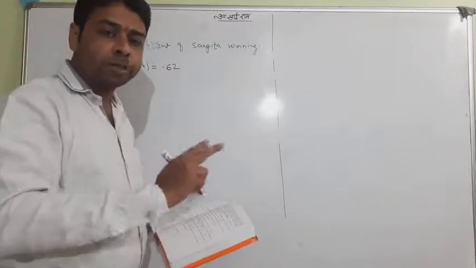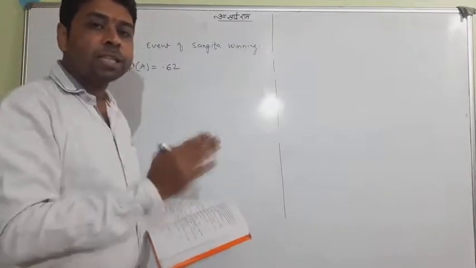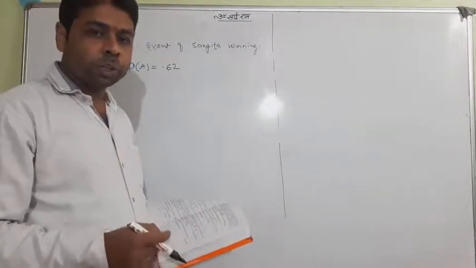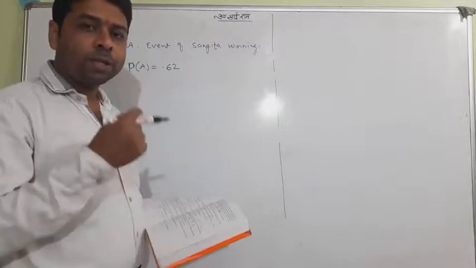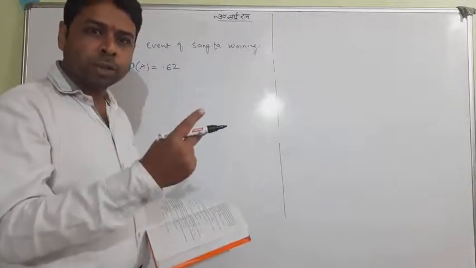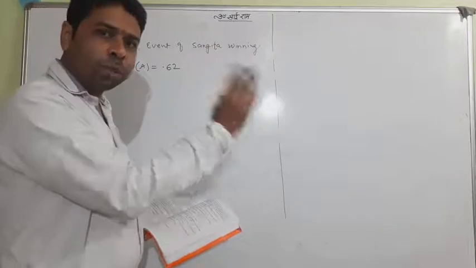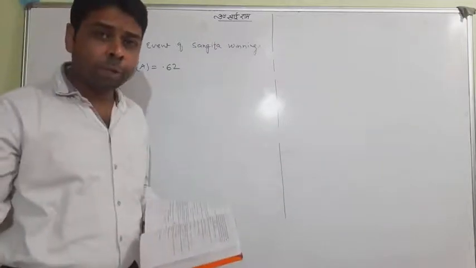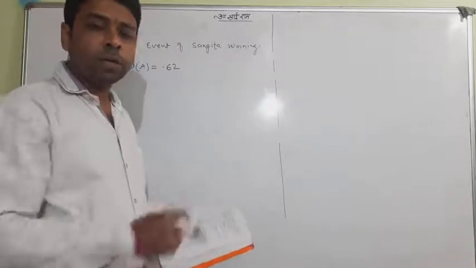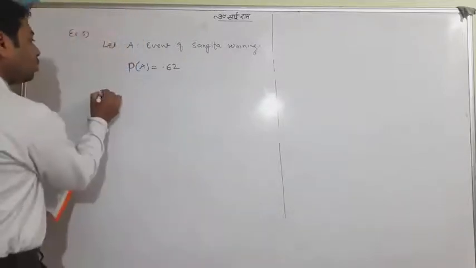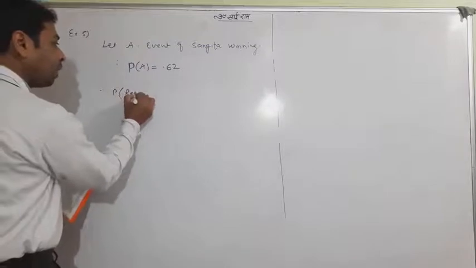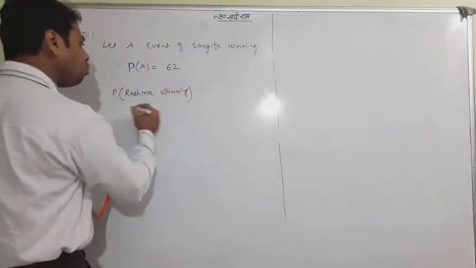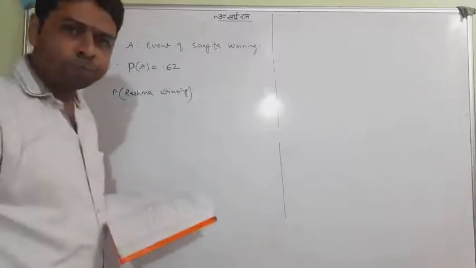Actually, two players are there. So definitely the sum of these two players winning is equal to 1. I taught you this thing, very simple thing. When only two players are playing the match, if the probability of the first winning is 0.62, the rest of the probability will be the winning probability of Reshma. So if we talk about the probability of Reshma winning, we can also call it P of B.